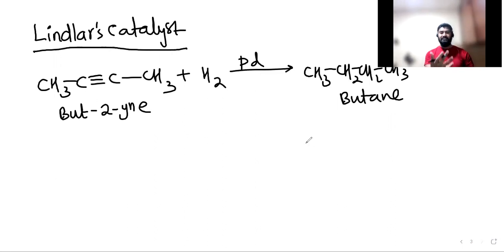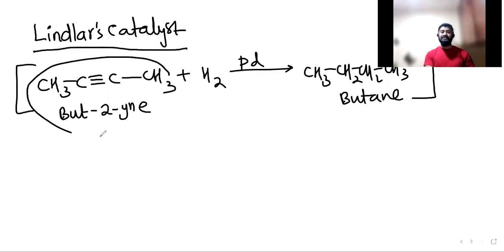Lindlar's catalyst, so this reaction is not about getting butane. It's about getting controlled hydrogenation in place. So we use Lindlar's catalyst. This is not Lindlar's catalyst. This is just a random addition reaction, right? So we'll talk about Lindlar's catalyst in particular. Let me first tell you the problem. Why can I not control this reaction, which starts from alkyne and goes to alkane? The problem is the catalyst is free to work the way it wants. It is free to work whichever way it wants to.